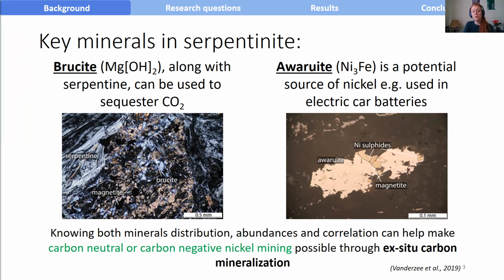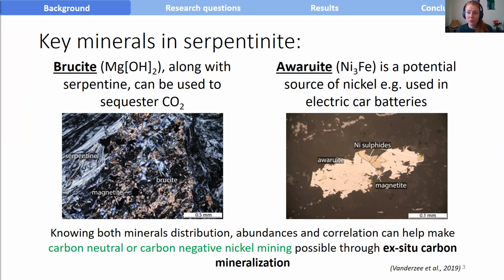Here you can see two petrographic images of both of these minerals. Brucite is in this image surrounded by magnetite and serpentine, and on the right-hand side is a coarse awaruite grain with some minor nickel sulfides and magnetite. Knowing both minerals' distribution, abundances, and correlation can help make carbon neutral or carbon negative mining possible.